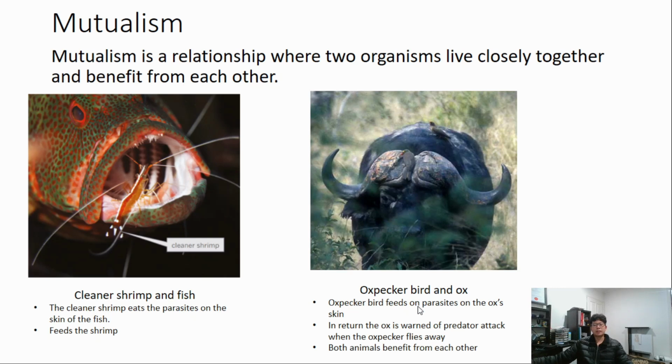The next one I have on the right is the oxpecker and the ox. The oxpecker feeds on the parasites on the ox's skin, just like the cleaner shrimp. In return, the ox is warned of predator attack when the oxpecker flies away, and in this case as well, both the animals benefit from one another.